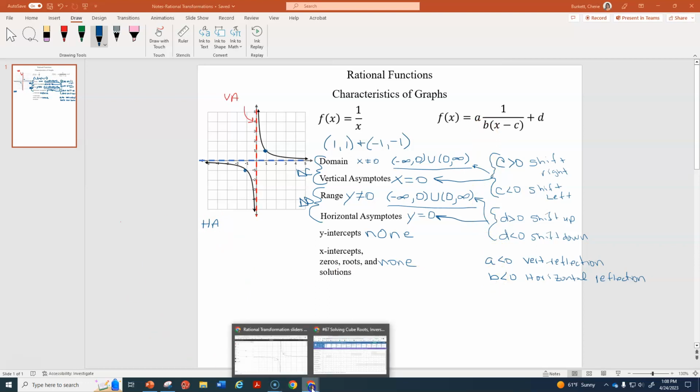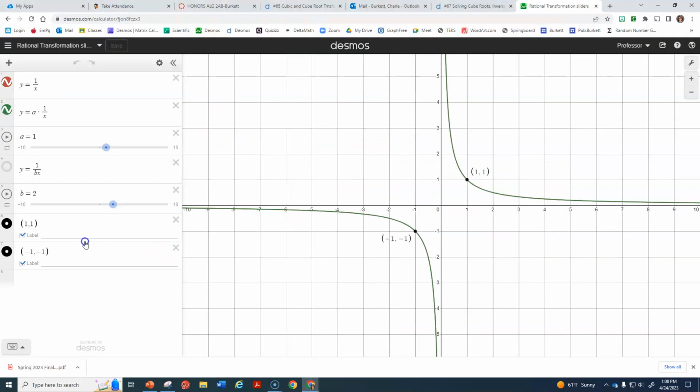Let's jump over here real quick and see if we can look at that. So here is the parent function that's graphed. We see right here that we have A is 1, and, oh, I have this one turned off. That's why you can't see it. Let me move it to A is 1 and B is 1. And then I'll turn it on so that you can see that they're the same thing.